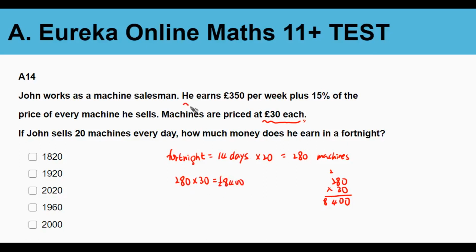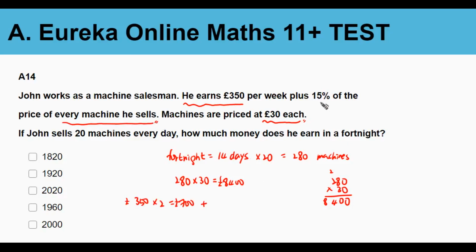Now check how much he can earn for selling these machines. It says he earns £350 per week. A fortnight is 2 weeks. So for a week, he earns £350, but he has 2 weeks, which means £700 he earns. Then plus 15% of the price of every machine he sells.